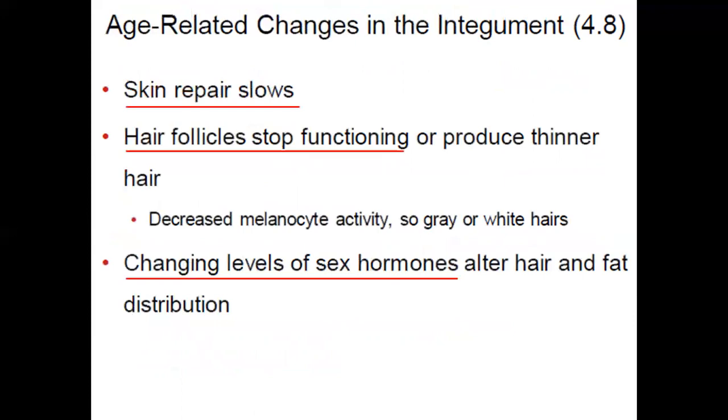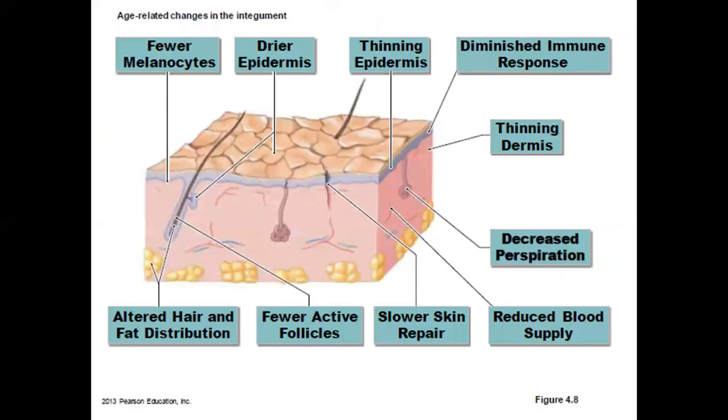And then estrogen, progesterone, and testosterone, the sex hormones, tend to be lower as we get older, and that alters basically hair and fat distribution. So there's some age-related changes. This is kind of a summary slide here.